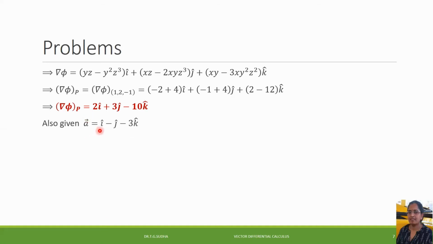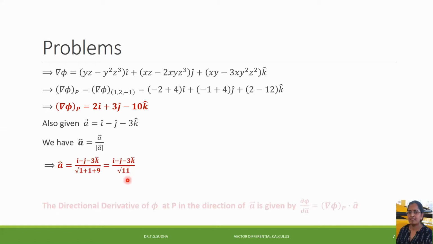So A is given to be i minus j minus 3k. So magnitude of A needs to be calculated to find the unit vector A cap, because A cap is A divided by magnitude of A. So let us substitute for magnitude of A directly. So A cap is equal to i minus j minus 3k divided by root of 1 square plus (minus 1) square plus (minus 3) square, which gives us root of 1 plus 1 plus 9. So that gives us root 11. So A cap is equal to i minus j minus 3k divided by root 11.